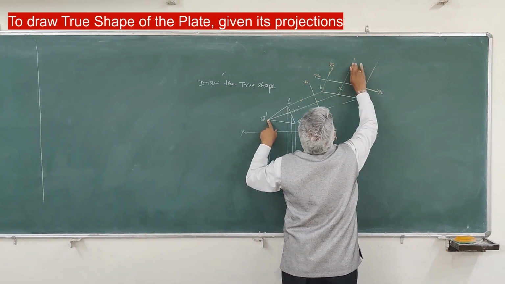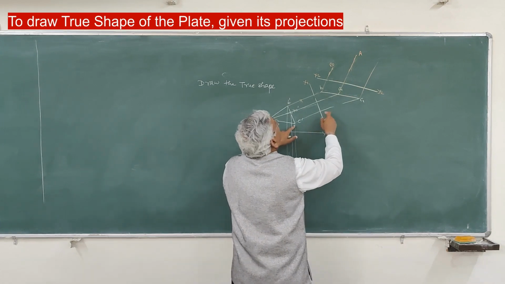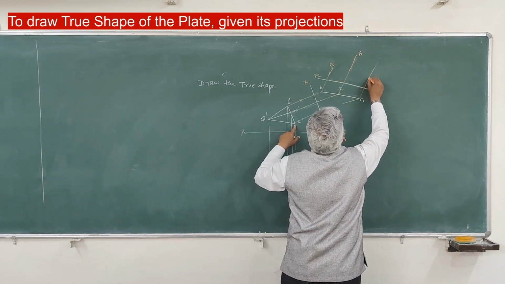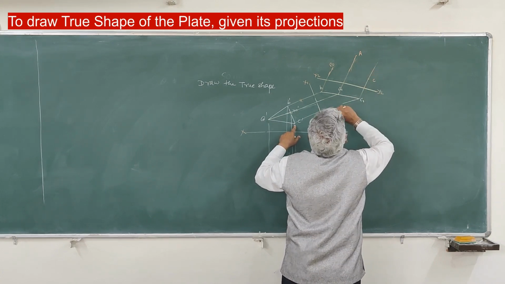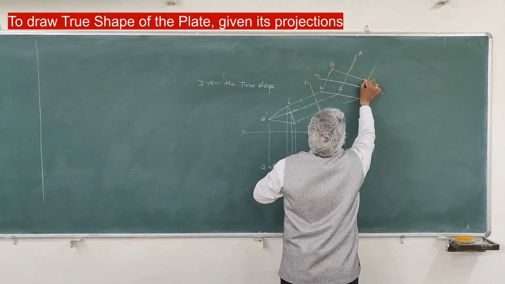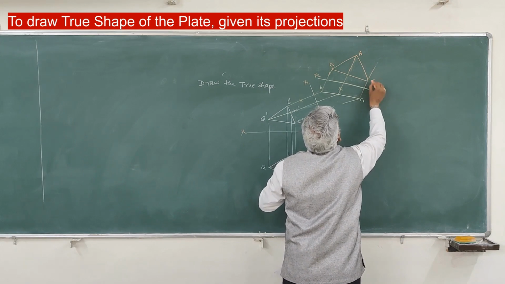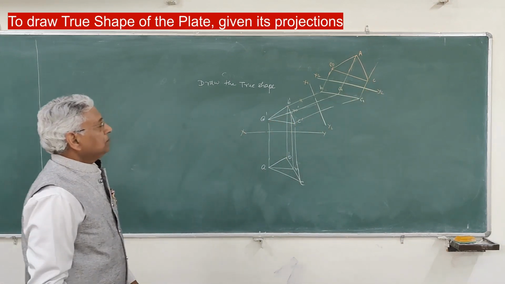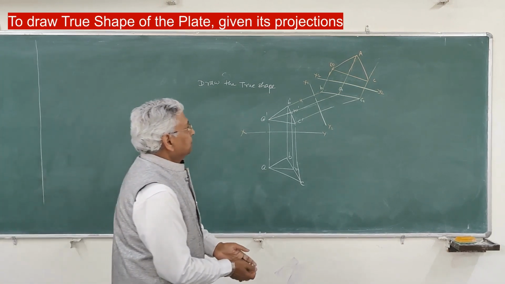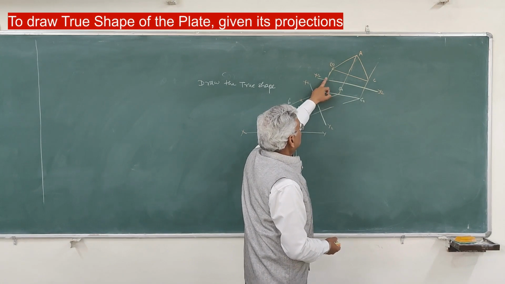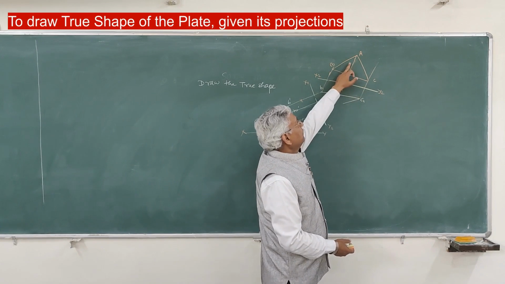So A will be somewhere here. And this distance for C. This is C. So you get the plate now, ABC, and the true shape of the plate. True shape because the plan of each edge is now parallel to the ground line. Therefore, the elevation will be true.